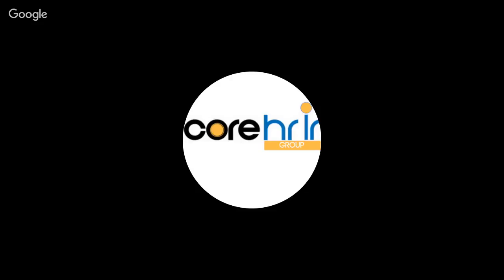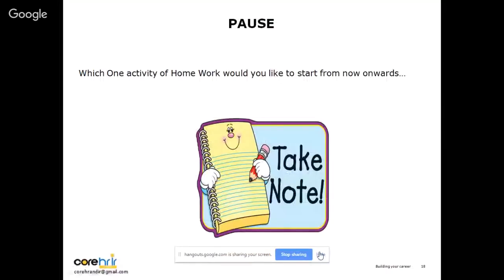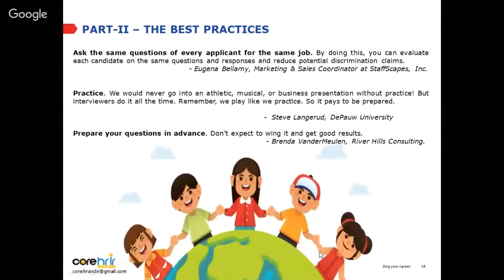Jyoti and Veer from the Core HR team are evaluating the answers. There is no right or wrong answer, but we are looking forward to the best engaged person also. Yeah, so Jyoti, we can move to section two. Sure. Yes, we're on to the next section.